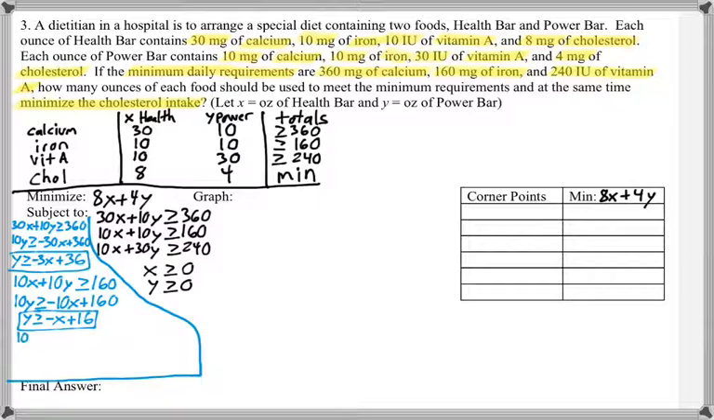And then we're looking at 10x plus 30y is greater than or equal to 240. So I want to subtract 10x from both sides, and then divide everything by 30. So y is going to be greater than or equal to negative 10 over 30, which reduces to negative 1/3 x. And then 240 divided by 30 is 8. So y is greater than or equal to negative 1/3 x plus 8. And then lastly we have y is greater than or equal to 0.